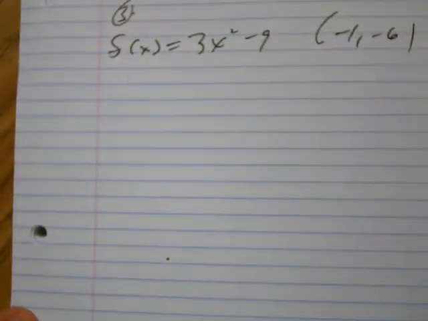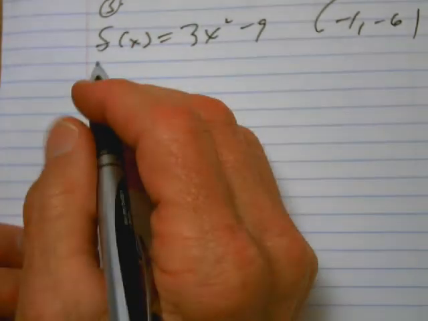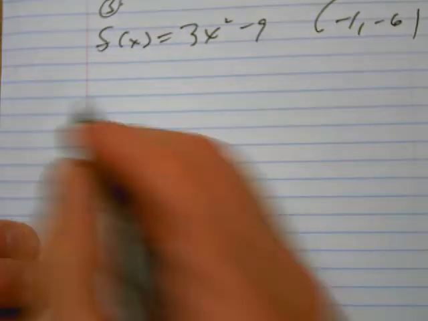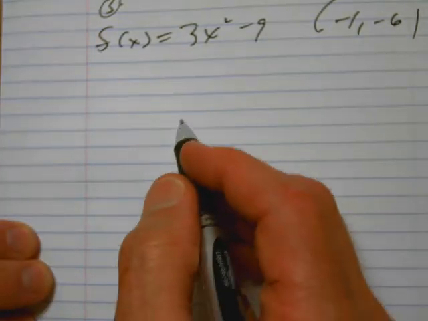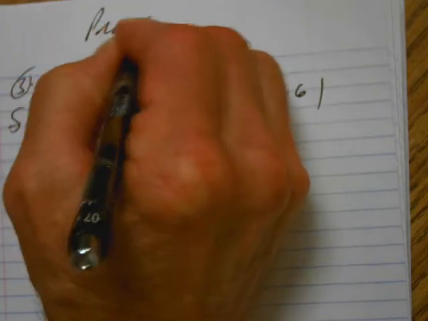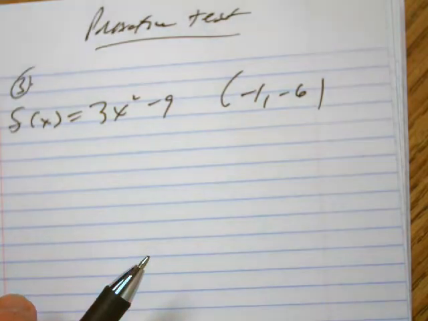Look at another video dealing with, it says consider the following equation and the point. Find the equation of the tangent line to the graph at the given point. This is number 3 on the practice test for test number 3.